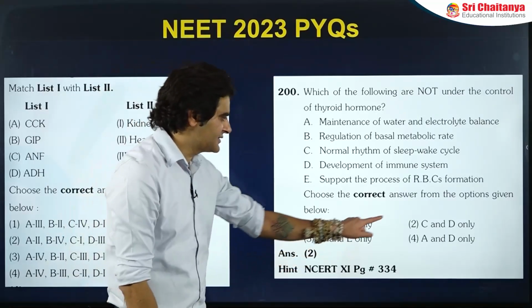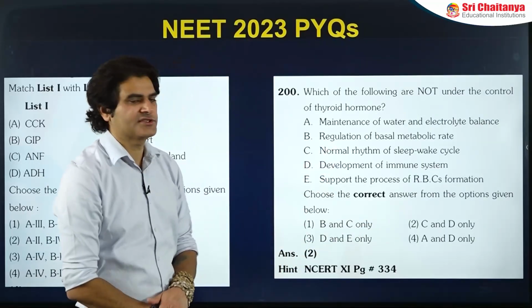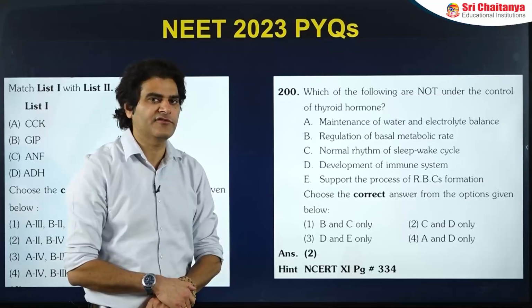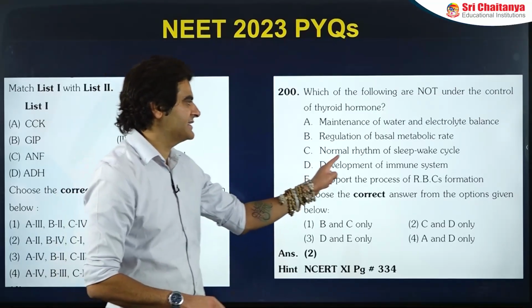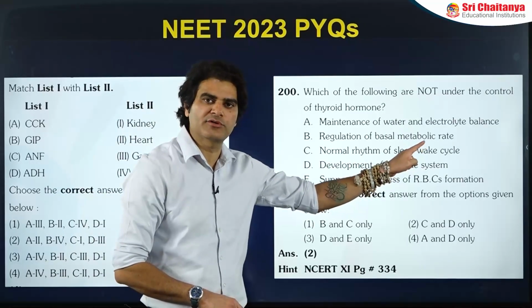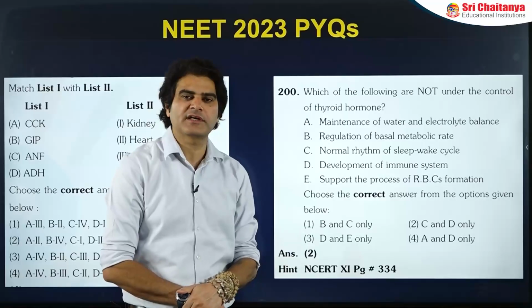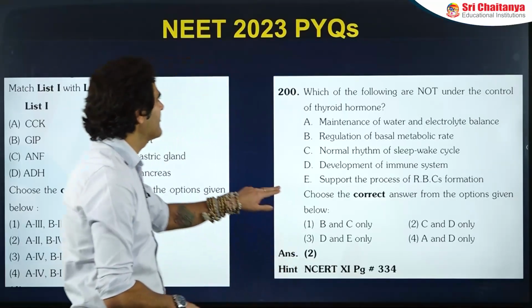So here answer is second option, C and D, because C and D are not the functions of thyroid gland hormone. C is the function of pineal gland hormone, melatonin. D is the function of thymus gland hormone, thymosin.